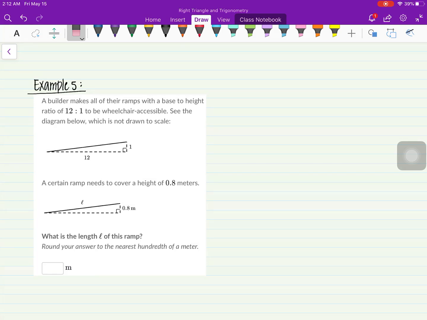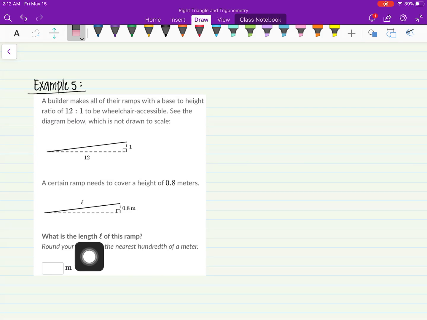Alright, guys, let's go ahead and get started on this. They're telling us that there's a builder who's making ramps with a base to height ratio of 12:1. And these are wheelchair accessible. In this diagram, they're basically telling us that our base is 12 times whatever 1 is. So 12:1. And it says that a certain ramp in this case needs to cover a height of 8 meters.